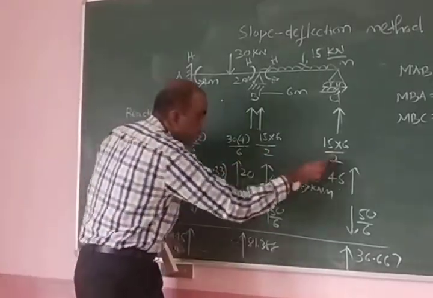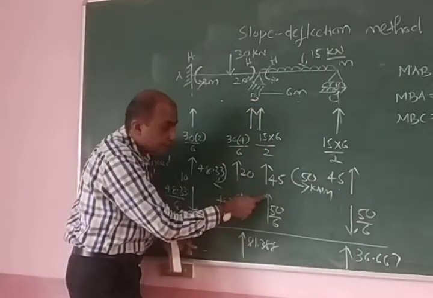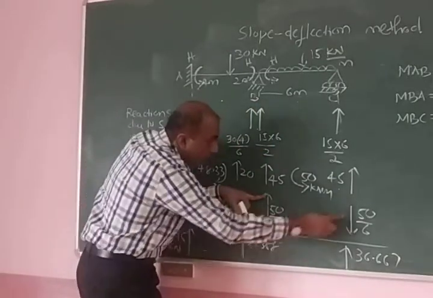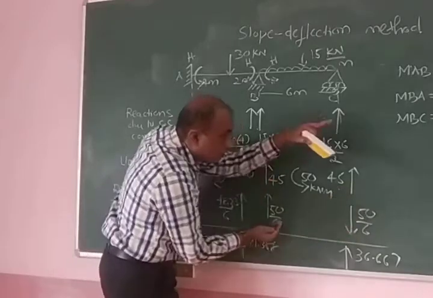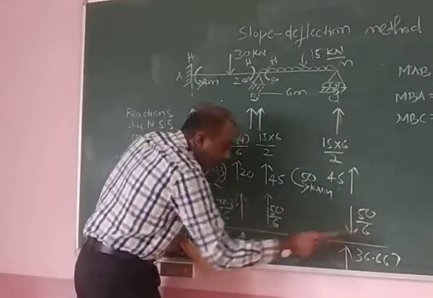Come to the span BC. Unbalanced moment is anti-clockwise, so you need to give clockwise. Clockwise means the reaction here should be up, down. So you can see it is producing a clockwise couple. So each reaction is equal to moment divided by span: 50 by 6, 50 by 6.